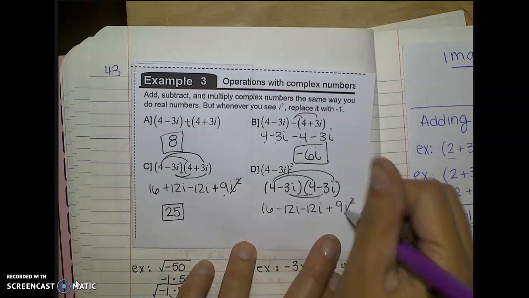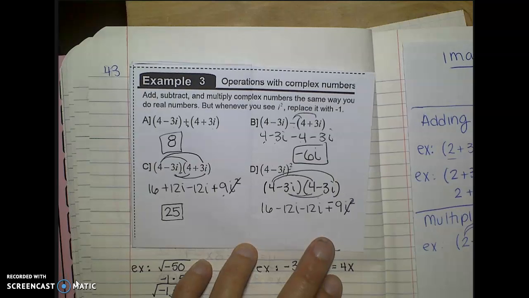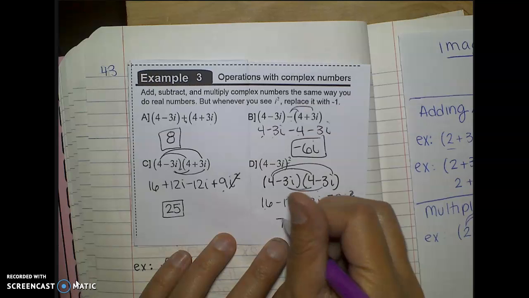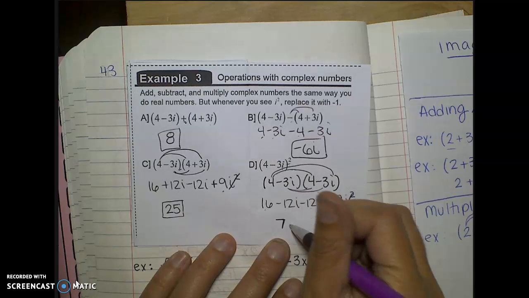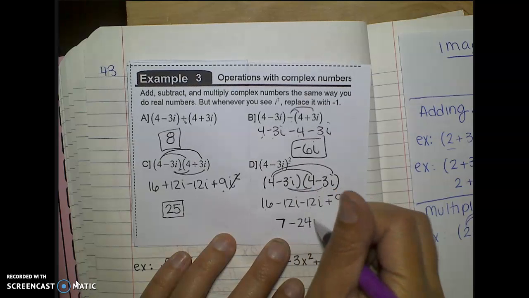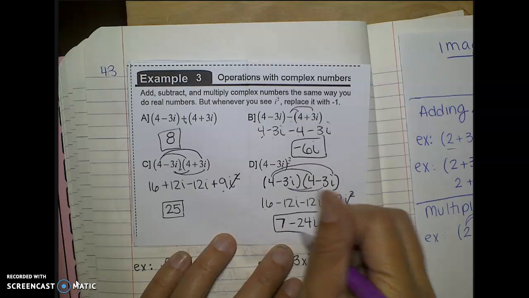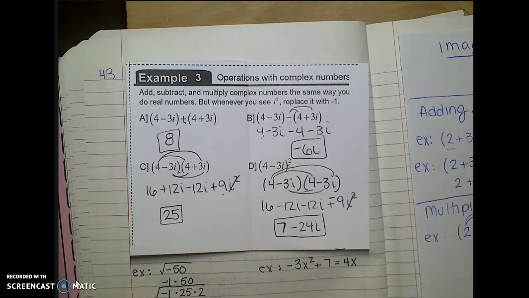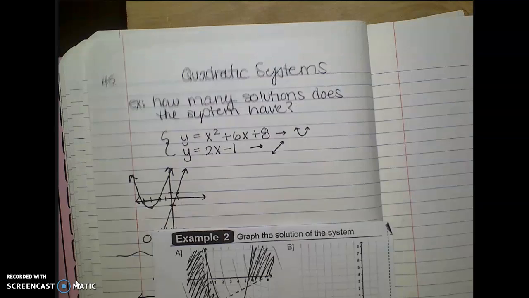So I get rid of the i squared, I make the 9 negative. When I combine the 16 and negative 9, we get 7. And then negative 12 and negative 12 is negative 24i. And I can't go any further because they're not like terms. I can't really, oh, well, maybe this graph here.